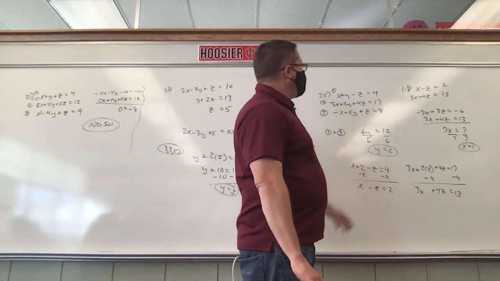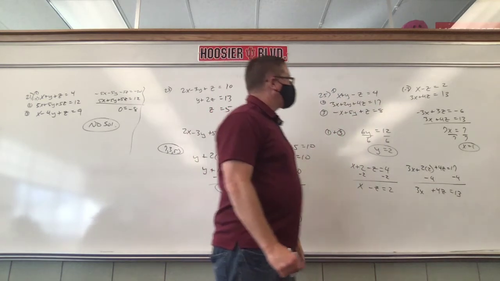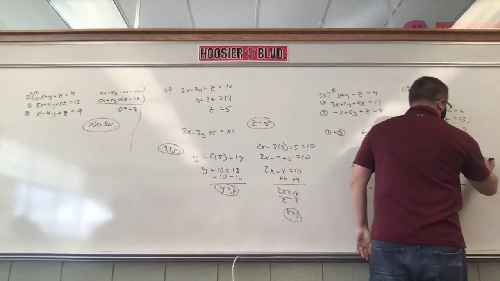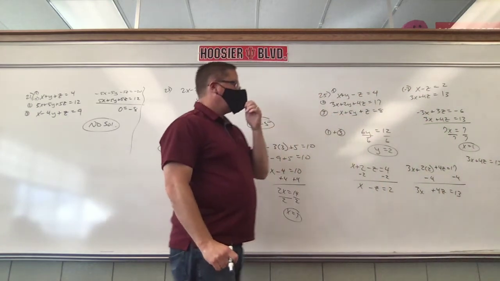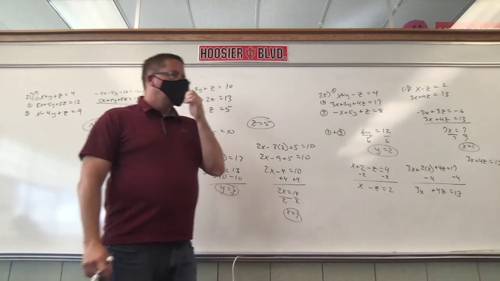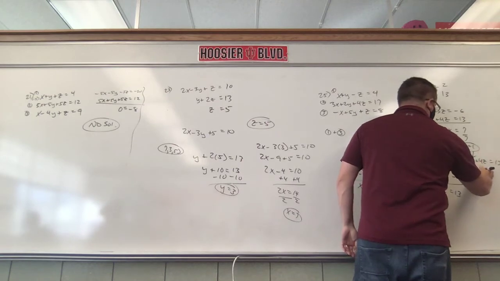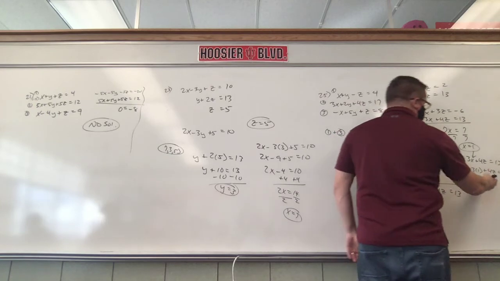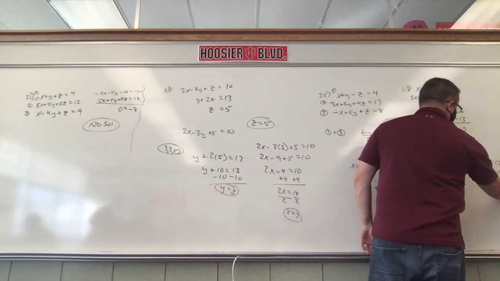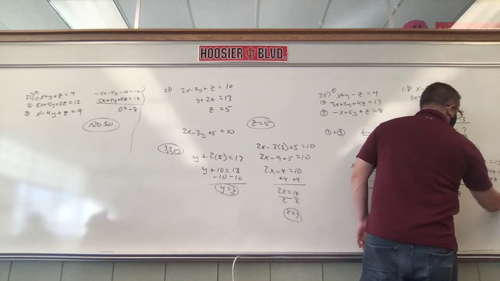Okay? I want to use this equation right here. It doesn't matter which one. 3x plus 4z is 13. But what do we now know? X is 1. So 3 times 1, or you could just write 3. 3 plus 4z is 13. Last two steps are subtracting 3. Yeah, 4z.